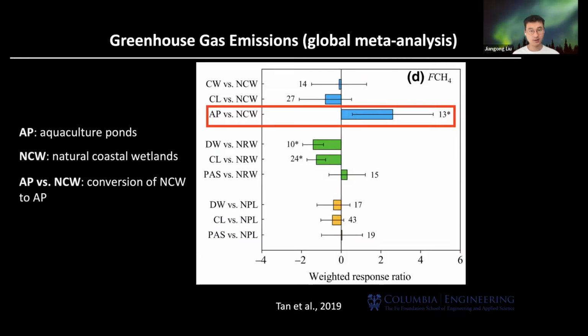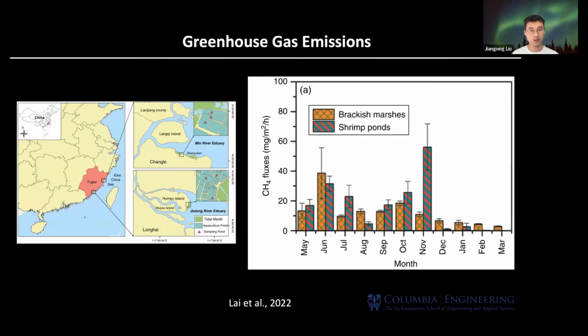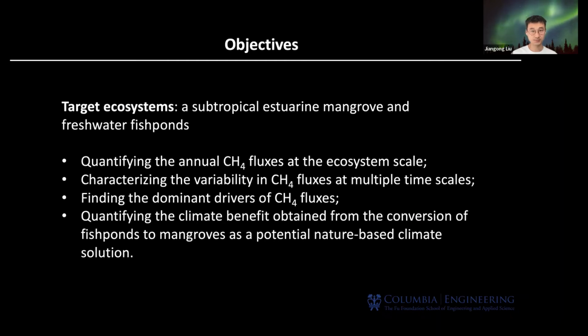And indeed, there are a bunch of papers confirming that aquaculture ponds can be a hotspot for methane production or emission. For example, in this global meta-analysis, the authors show that the conversion of natural coastal wetlands to aquaculture ponds can increase the methane emission by over 200%. And this is an experiment conducted in Southeast China. They also find that the methane emissions from shrimp ponds are higher than from brackish marshes.